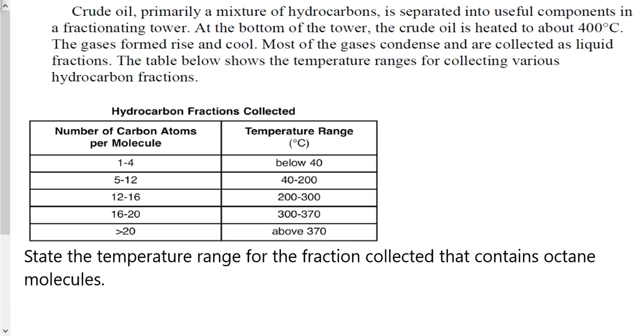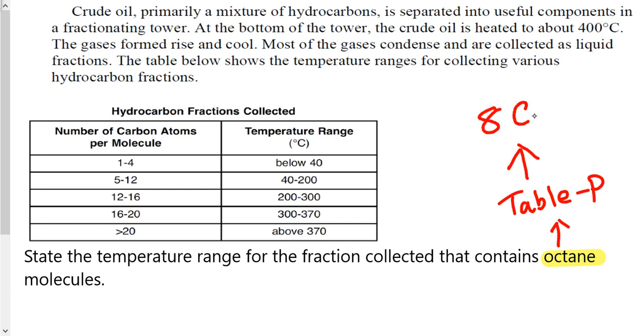In this case, they're asking you to state the temperature range for the fraction collected that contains octane molecules. The question sounds very complex, even though it's not. All you have to do is focus on octane, and ask yourself, what does octane mean? If you look at reference table P, you'll realize that octane means having 8 carbons in total.